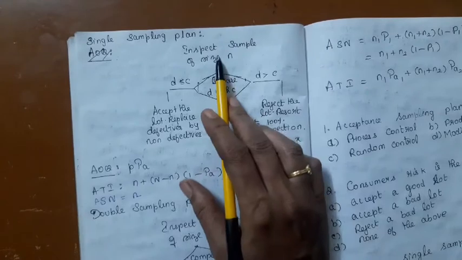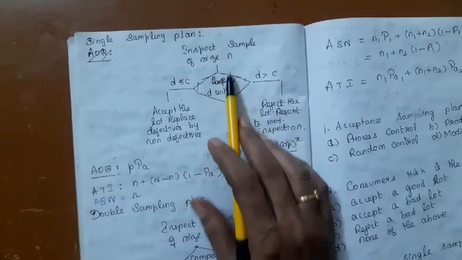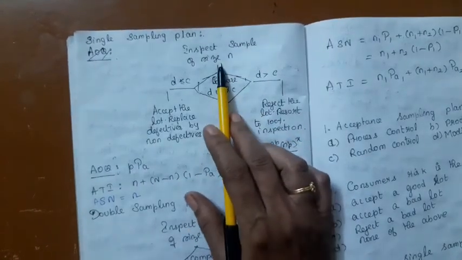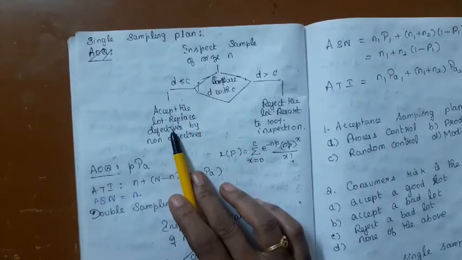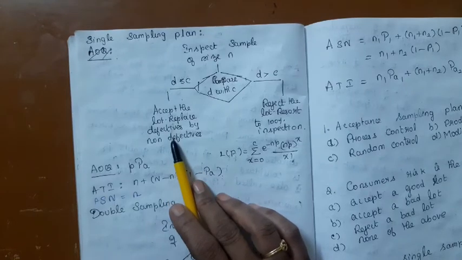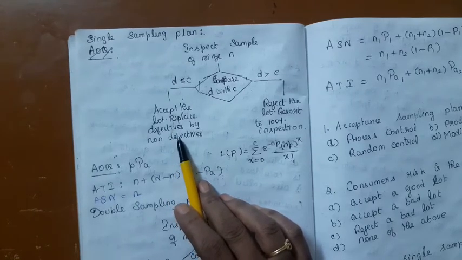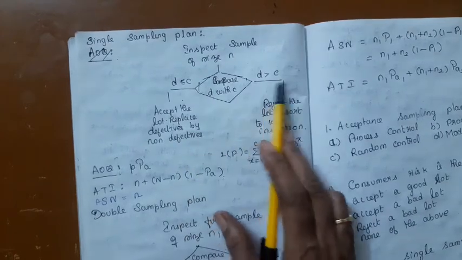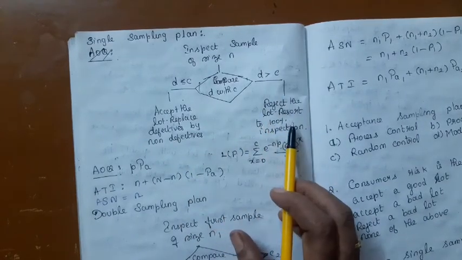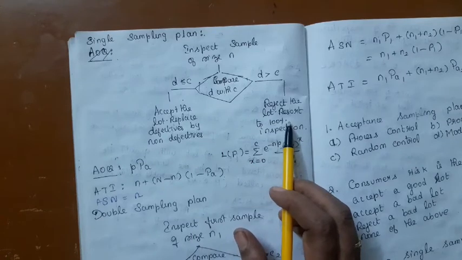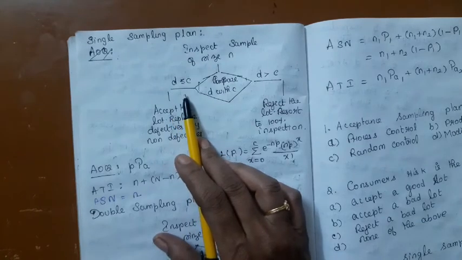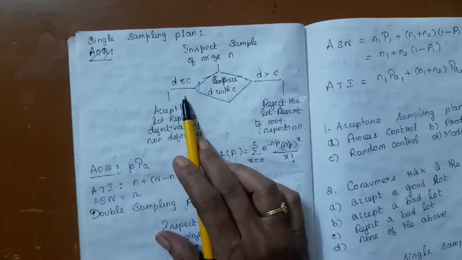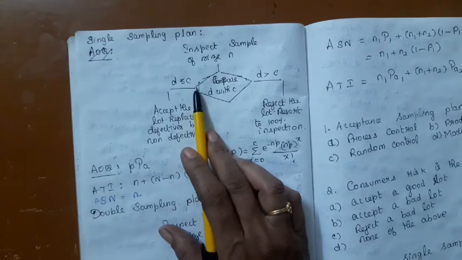In single sampling plan, you are selecting a sample of size n and you are finding the number of defectives. If the number of defectives is less than or equal to C, you are accepting the lot, and while doing so, you are replacing the defective items with non-defective items. If D is greater than C, you are rejecting the lot, and here you are going to 100% inspection. See, if D is less than C, you will accept the lot, and in the selected sample, the defective items will be replaced by non-defective items. So only n units are inspected.